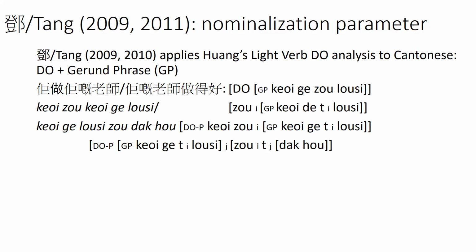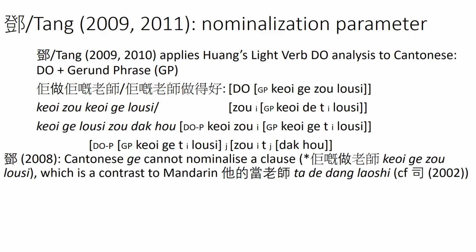So we get the base structure, which is do selecting a GP, a gerund phrase, which is a nominalized structure. The verb undergoes head movement from the GP to the light verb do, and then do selects an argument and a specifier, that being the actor. We hence get 佢做佢嘅老師, etc. We then delete the actor argument and have the activity undergo remnant movement to the specifier of do. That's how we get 佢嘅老師做得好. Okay, so the same derivational steps as Mandarin proposed by Huang.